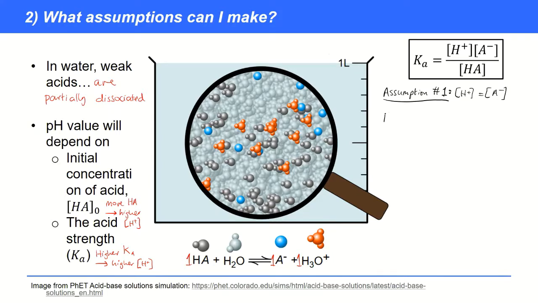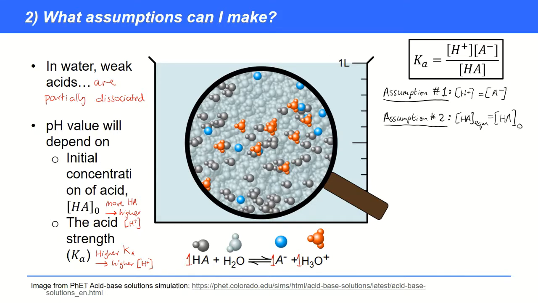The second assumption that we're going to make, assumption number 2, is that the HA concentration, which we need in the equilibrium constant, is at equilibrium. Well, that's going to be quite difficult to work out because you're going to have to take the initial concentration and then subtract off any molecules that have dissociated. But if very few molecules have dissociated, then we can say that that equilibrium concentration is just the same as the initial acid concentration.